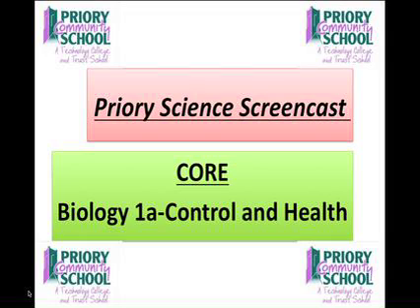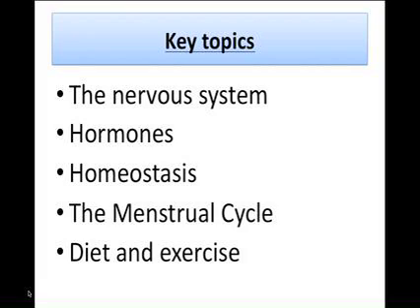Okay, so this particular one we're looking at Core Biology 1A, Control and Health. It's going to be split into two parts. We're going to start with control, and then in the second part or second video we're going to be looking more at the health aspect. Some of the key points in this topic are the nervous system, hormones, homeostasis, the menstrual cycle, and diet and exercise.